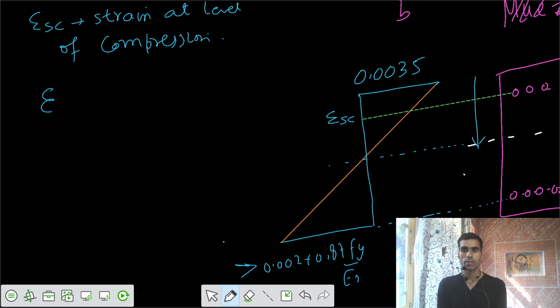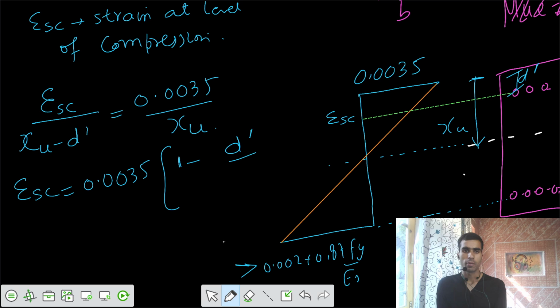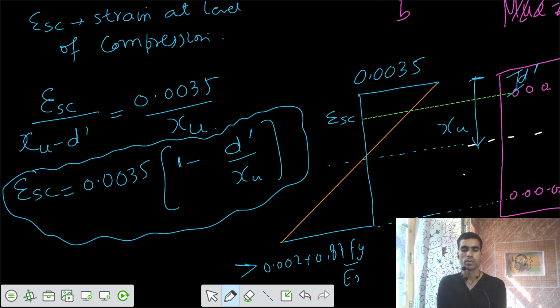If the neutral axis is at XU, then we have ESC for the length of XU minus D dash, if this was your D dash. So XU minus D dash for this triangle, and your strain of 0.0035 for the triangle of depth XU. So you can get the equation ESC equals 0.0035 times (1 minus D dash by XU). This is our strain at that particular location.